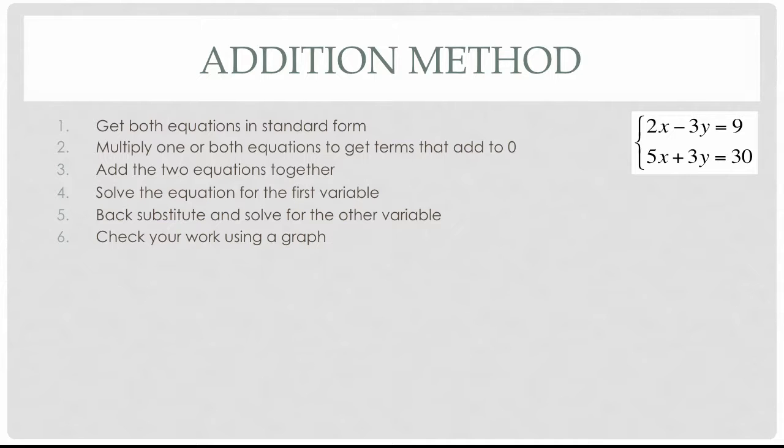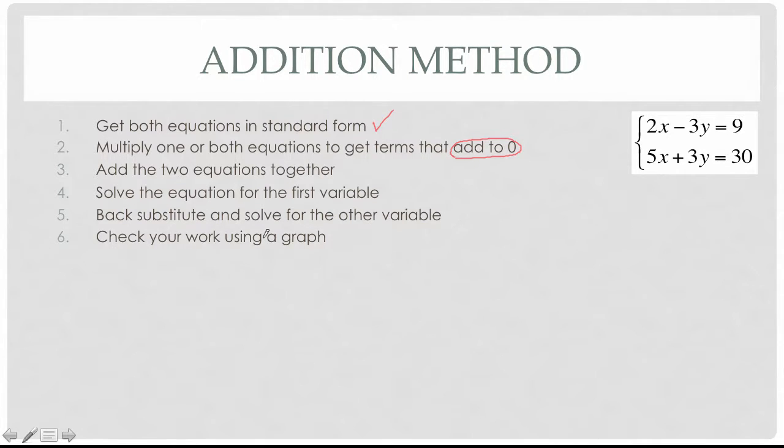So here's the steps in the addition method. You want to get both equations into standard form. Multiply one or both equations to get terms that add to 0. That's kind of the key. We'll talk more about that. Add the two equations together, solve the equation for the first variable, back substitute and solve for the other variable, and then check your work using a graph.